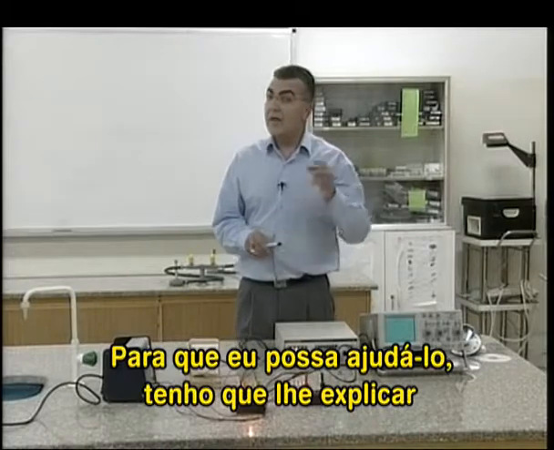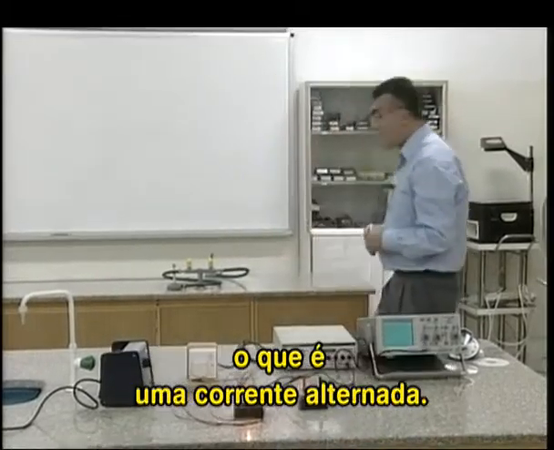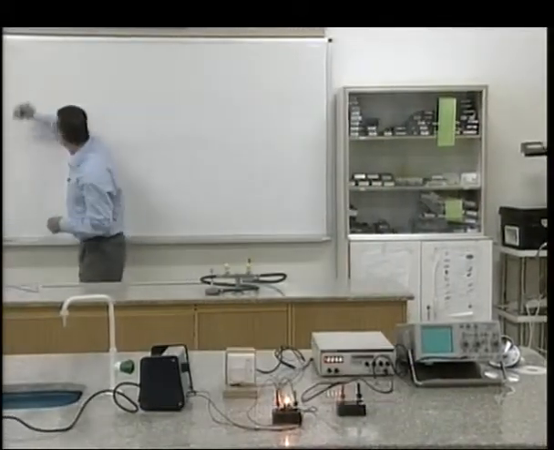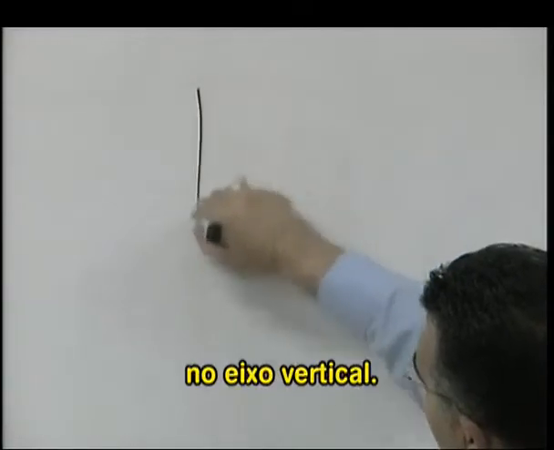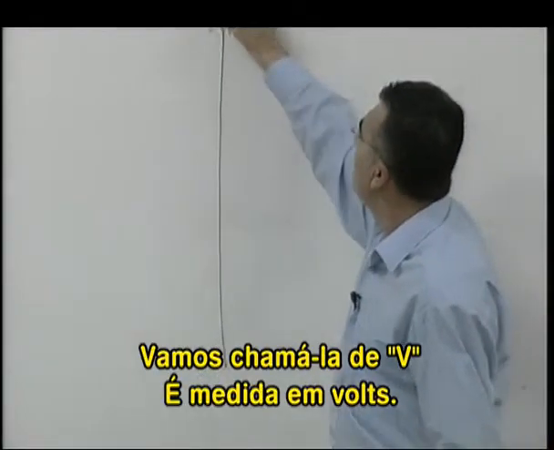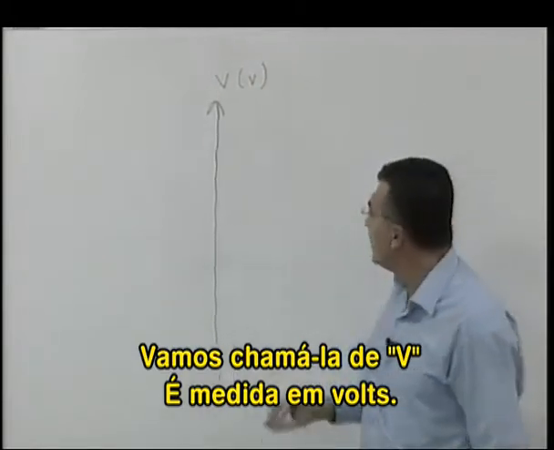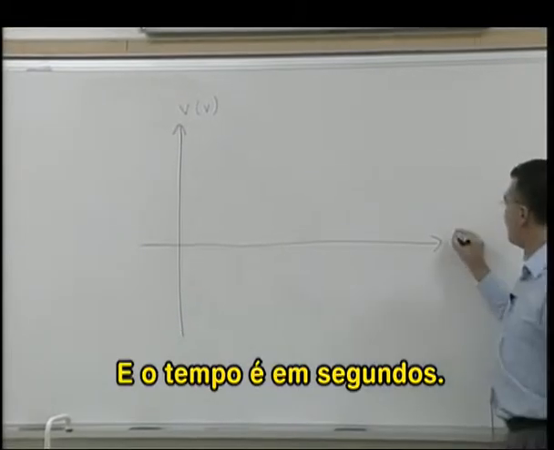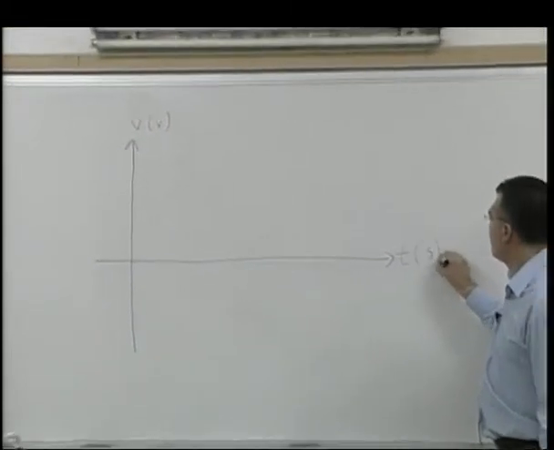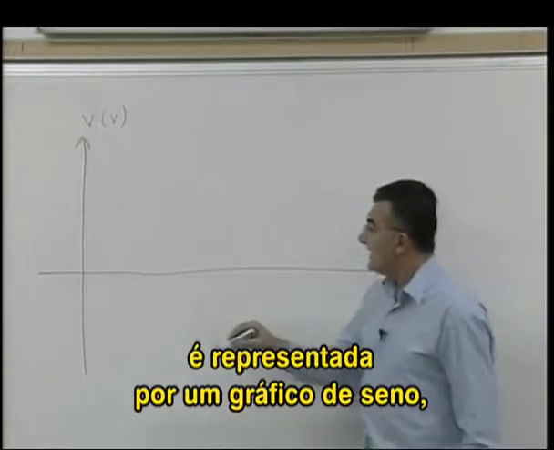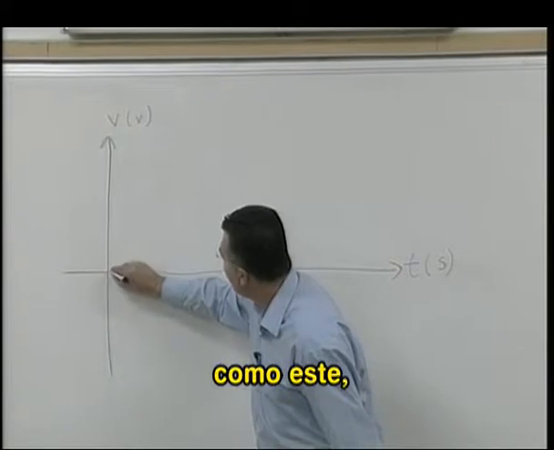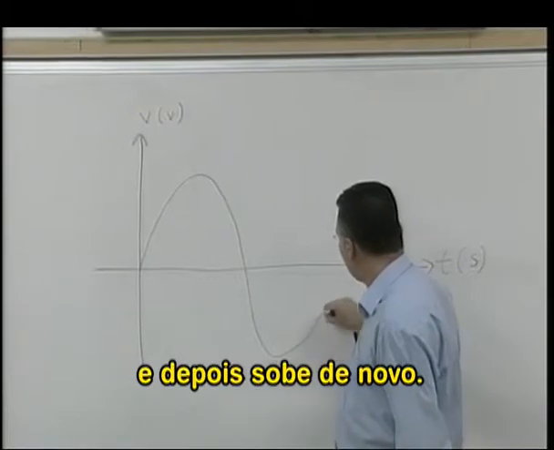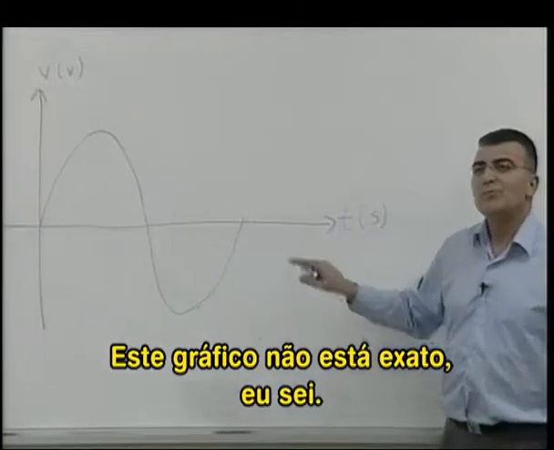Can you explain that? Now, in order to help you, let me just explain to you what an AC is. An AC voltage is something like this. The AC voltage is on the vertical axis. Let's call it V, and it's measured in volts. On the horizontal axis, we have the time, let's say in seconds. Now, an AC voltage is a sine signal like this. It goes up and then down and then it goes up again. Now, this is very approximate, I know.